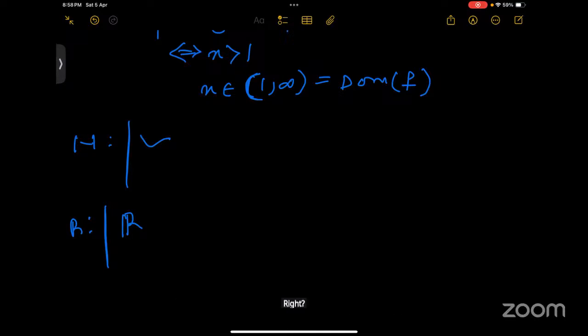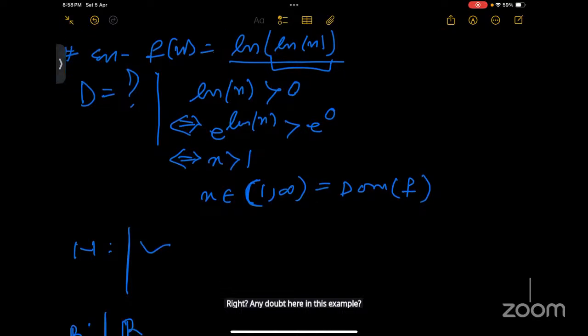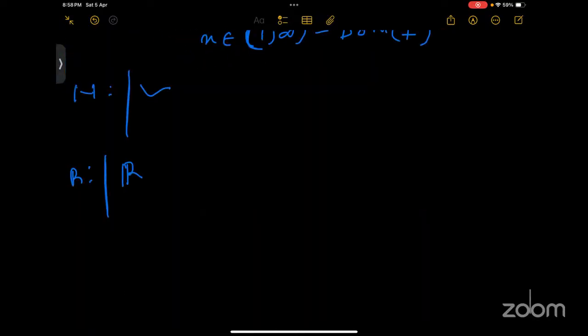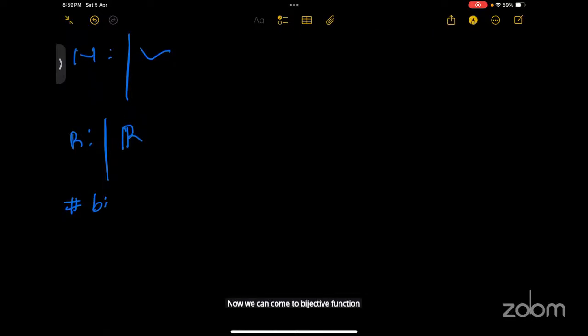Any doubt here in this example? No. Okay. Now we can come to bijective function. What is a bijective function? If it is injective and surjective, that means 1-1 and onto.